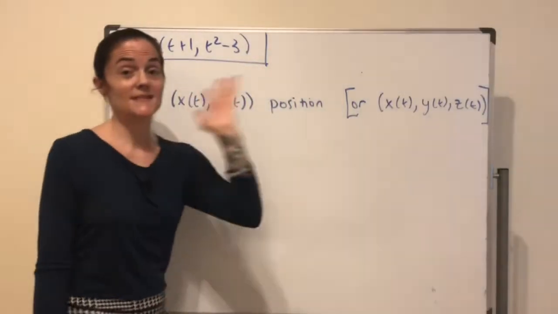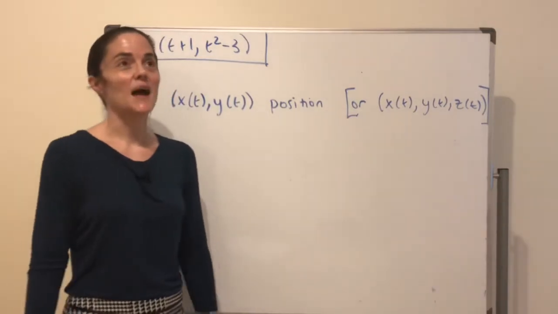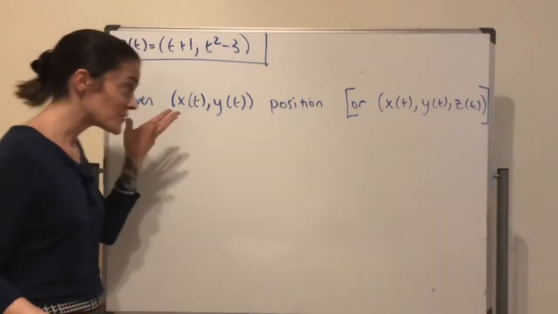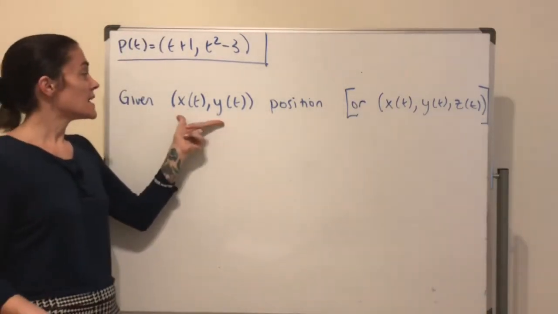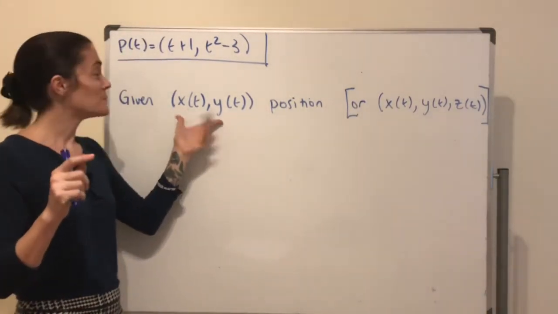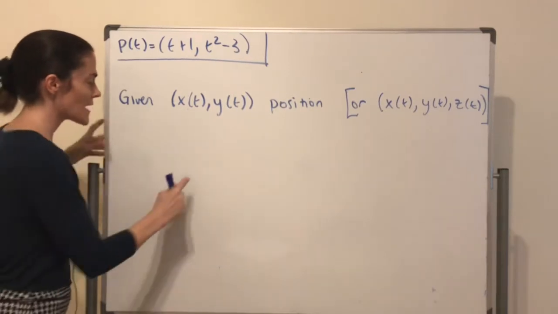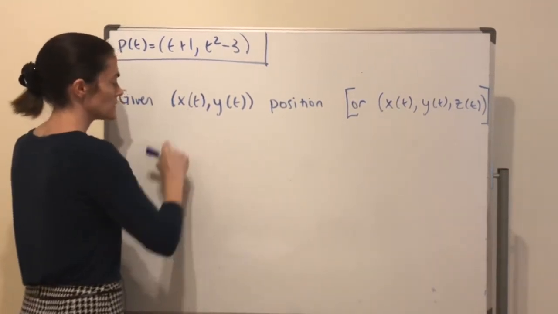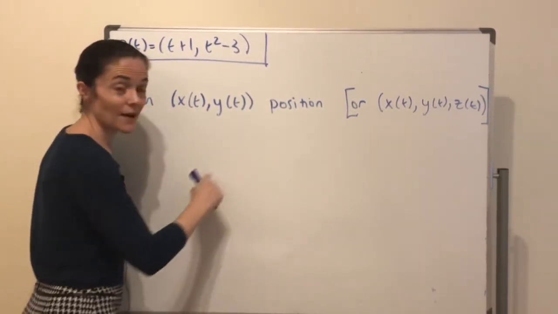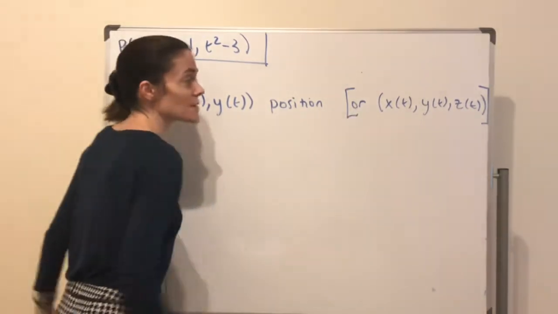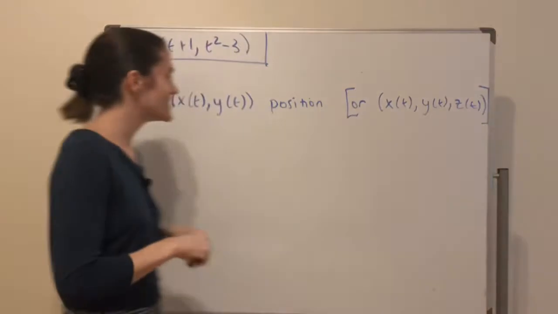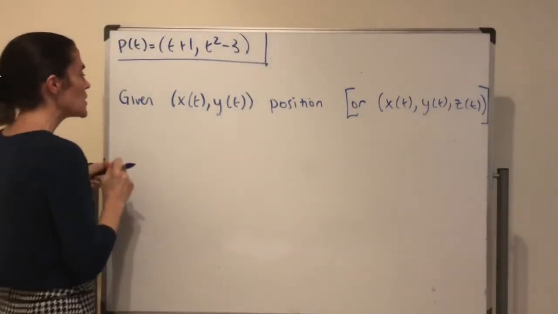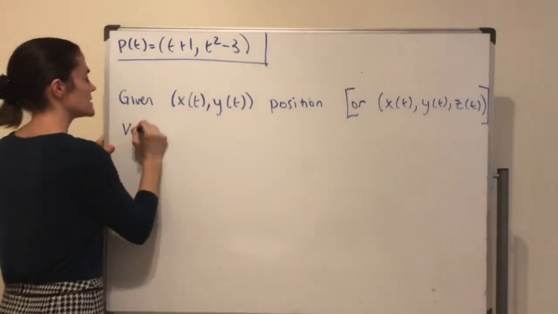This example is still on the board because I will work with it. But first I want to talk about something that's quite important. If you are given position, so here x of t, y of t, this could be a point, the location on a plane, or here with 3 components, this would be your location in space. Okay, this is position.